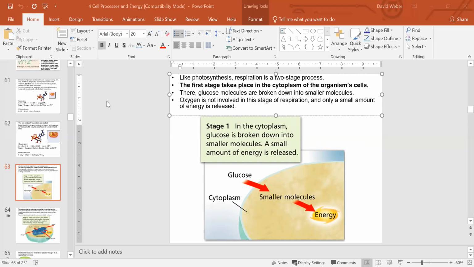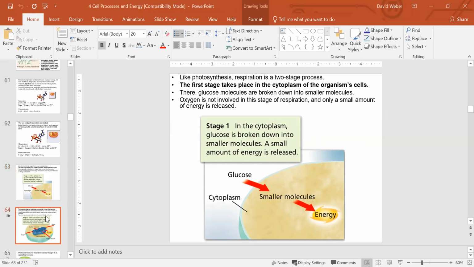Now, here's the thing. I forgot to just mention this. Number 6 on your thing that you have to fill out, okay? This is the answer to number 6. Cytoplasm is the location where stage 1 takes place for cellular respiration. Okay, another person has told me that they're finished. All right, I'm going to move to the second stage.